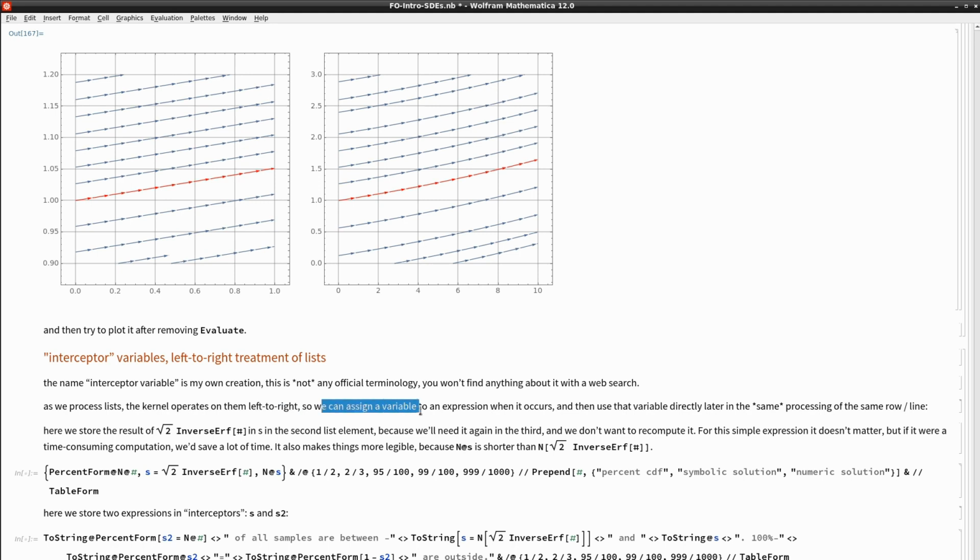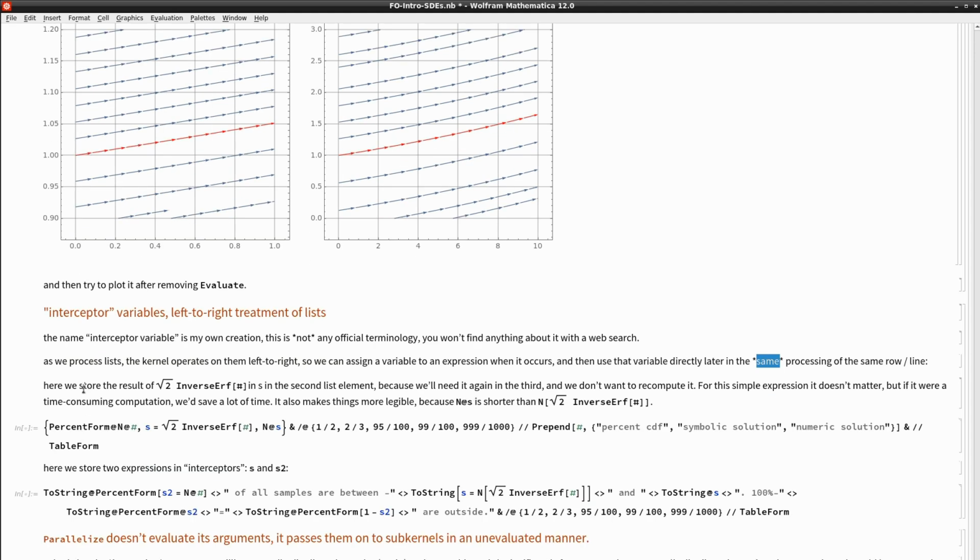That means we can assign a variable to an expression when it occurs, and then use that variable directly in the same processing of the same row or line of that list. So in this example that I've used before, we store the result of square root of 2 times the inverse function in S in the second list element. You see that here, that's the second list element. And I store that in S because I then use S again, N of S. I use it again in the third argument, in the third list element. And I don't want to recompute it.